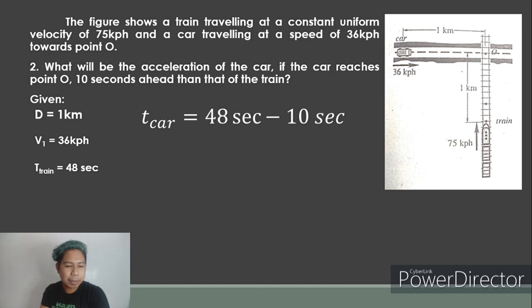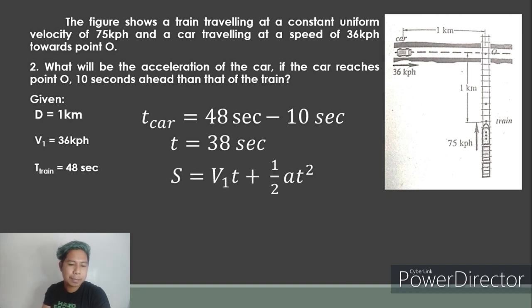So, bago natin isolve yung problem, ang sabi dito kanina is, if the car reaches point O 10 seconds ahead than that of the train. So, ibig sabihin, mas mauunang darating si car kaysa sa doon sa train. So, kung si train ay darating ng 48 seconds, si car daw ay mauuna ng 10 seconds. So, ang mangyayari, 48 seconds minus 10 seconds is equal to 38 seconds.